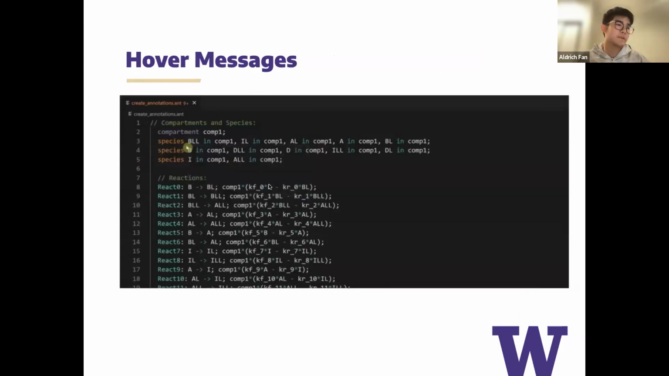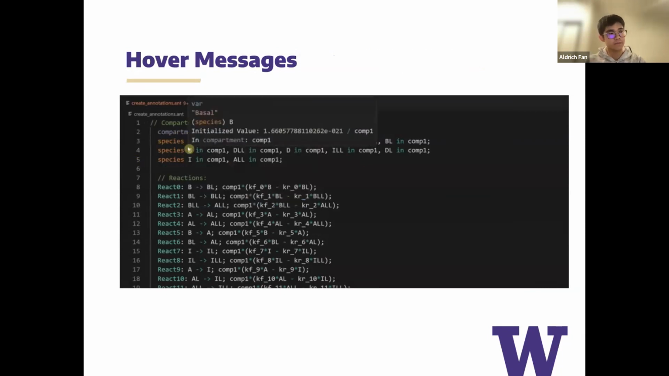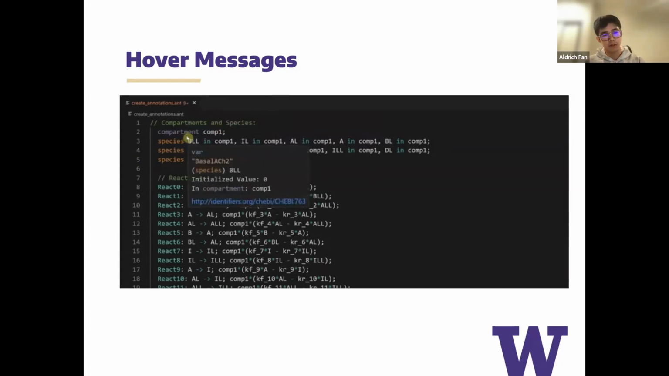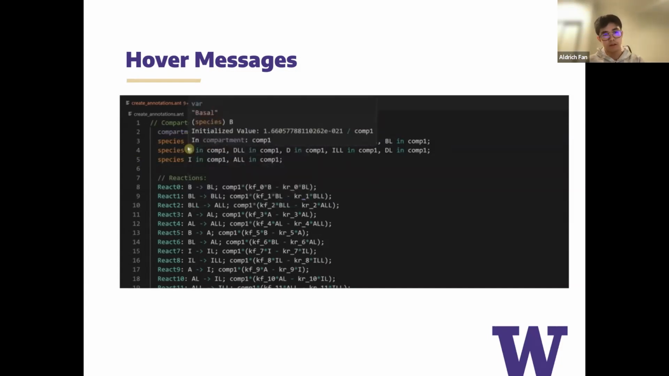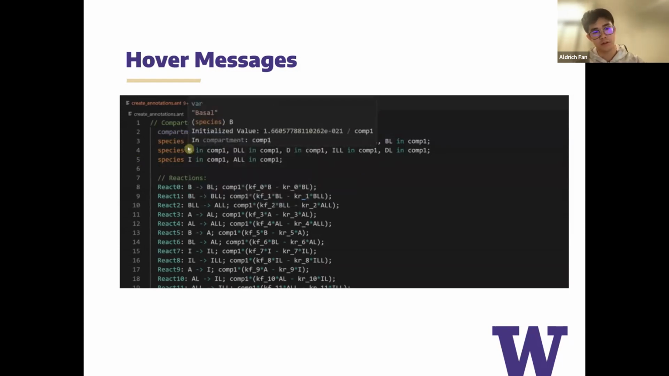We also support hover messages. When hovering over a symbol, detailed information about the variable will be displayed in a pop-up format. The hover message will include the variable type, the display name, the initialized value, the compartment it is in, and any annotation related to the symbol. Here is an example of the hover messages. It also highlights so that you can grasp the important information at a glance.